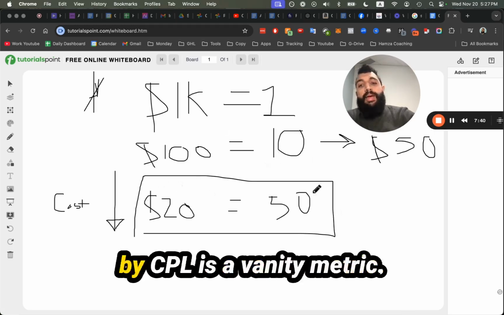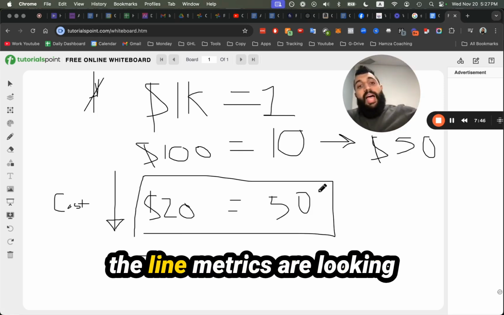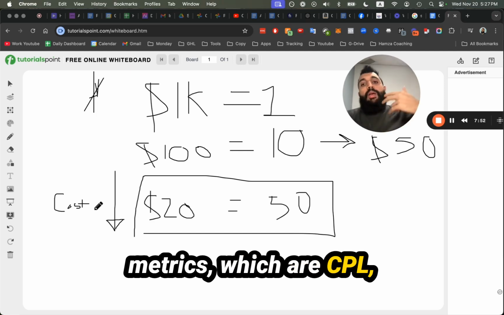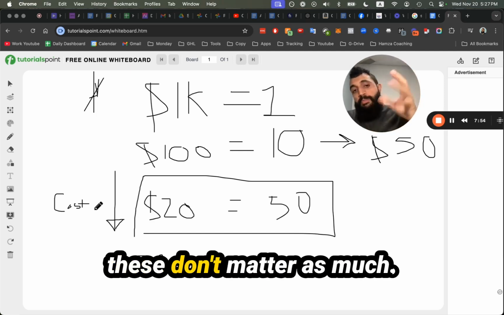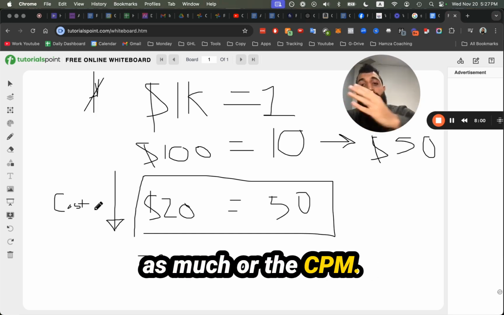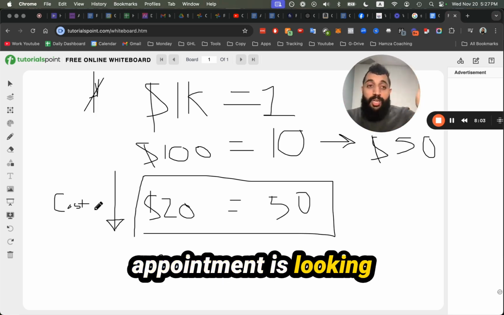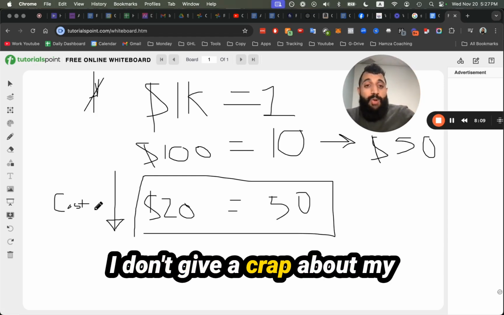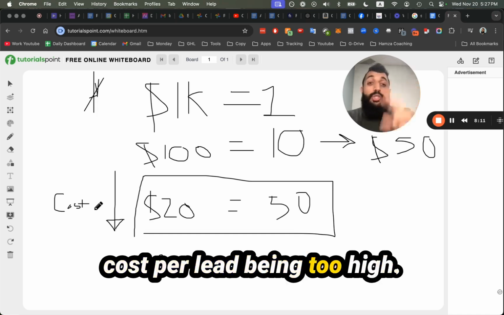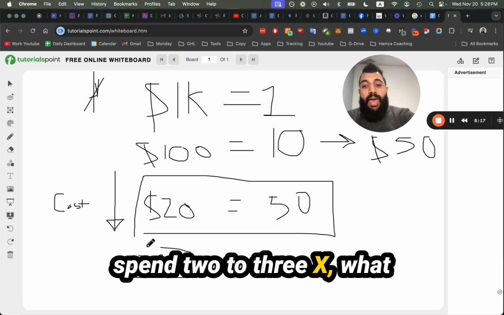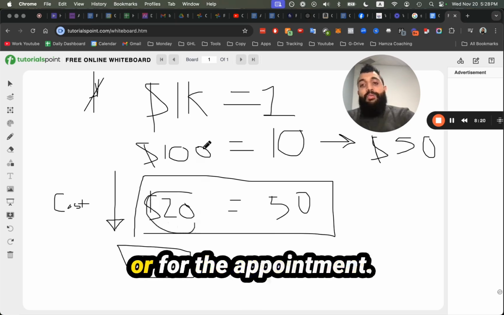So do you see what I mean by CPL is a vanity metric? If our metrics further down the line are looking good, then the leading metrics, which are CPL, CTR, CPM, CPC, these don't matter as much. If our cost per lead is looking good, for example, then the CTR or the CPM doesn't matter as much. If our cost per appointment is looking good, then our CPL doesn't matter as much. But if our cost per acquisition is looking good, then heck, I don't care about my cost per appointment or my cost per lead being too high. So I hope this is making sense: ultimately, spend 2 to 3x what you're expecting to pay either for the lead or for the appointment.